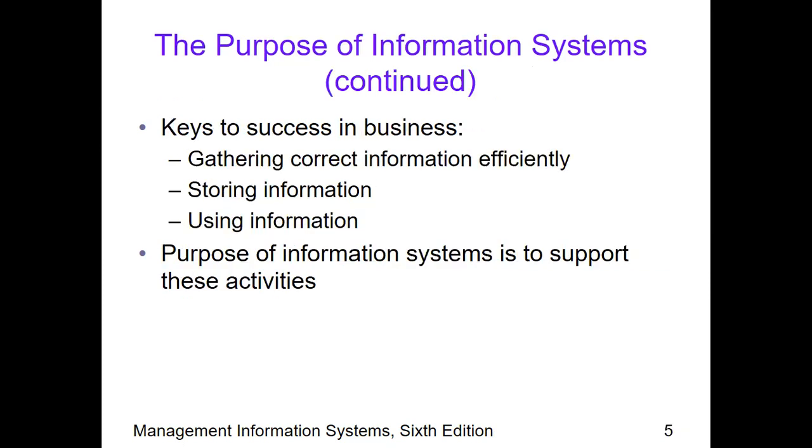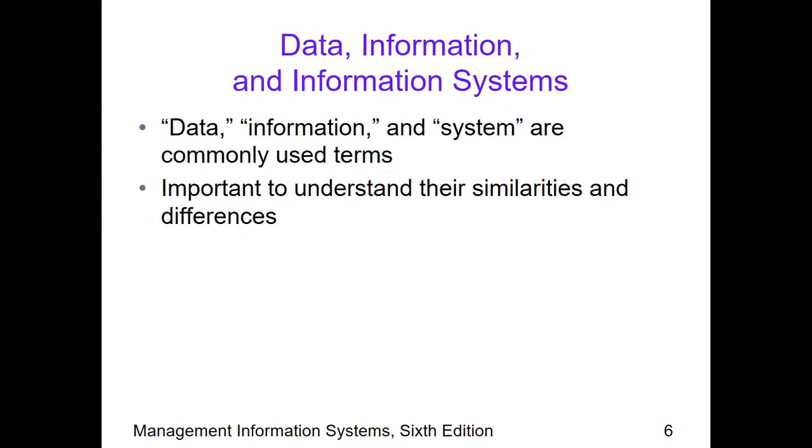Here are the keys to success in business. We should be able to gather correct information efficiently, then store that information and use whatever has been stored for proper purposes or goals. The purpose of information systems, or IS, is to support the three activities stated above: gathering information, storing it, and using it.